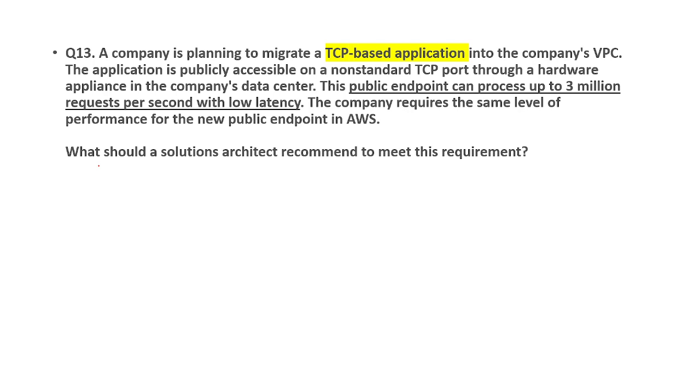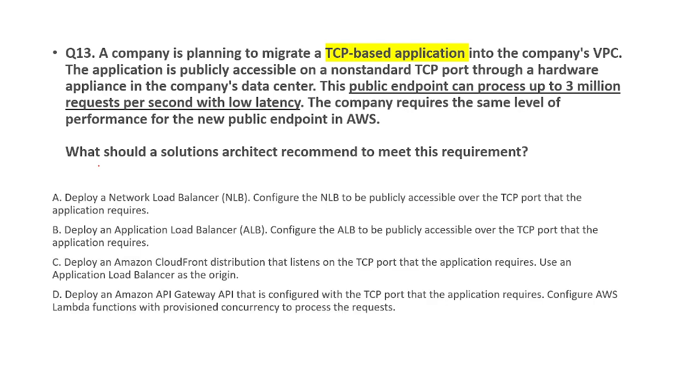A company is planning to migrate a TCP-based application into the company VPC. The application is publicly accessible on a non-standard TCP port. It is served on that TCP port through a hardware appliance in a company data center. This public endpoint can handle up to 3 million requests per second with low latency. The company requires the same level of performance for the new public endpoint in AWS. What should a solutions architect recommend to meet this requirement?